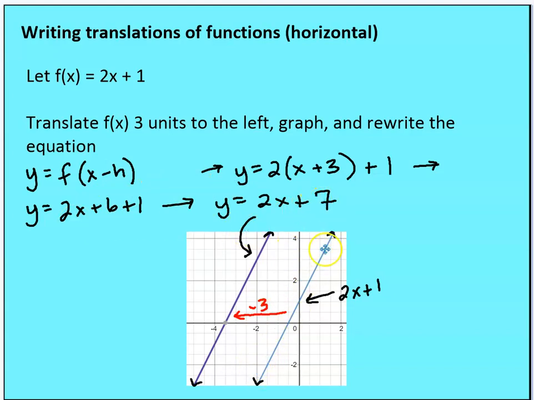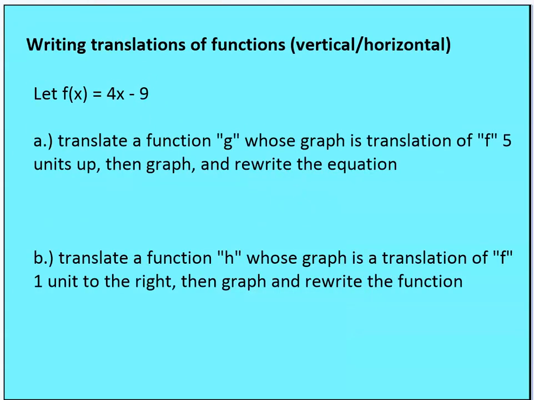So initial line here, f of x is equal to 2x plus 1, then the translated line 3 units to the left ends up being y is equal to 2x plus 7. All right, f of x is equal to 4x minus 9.